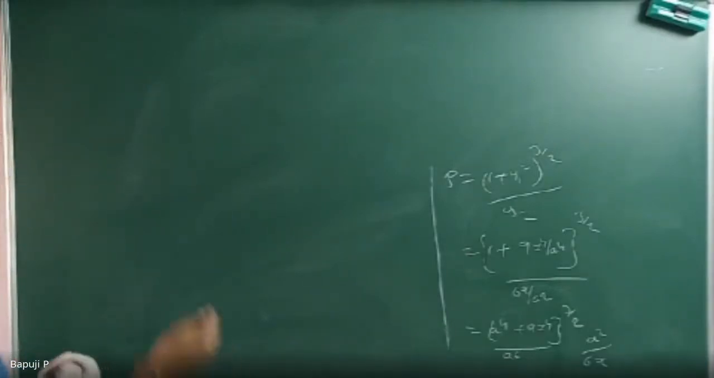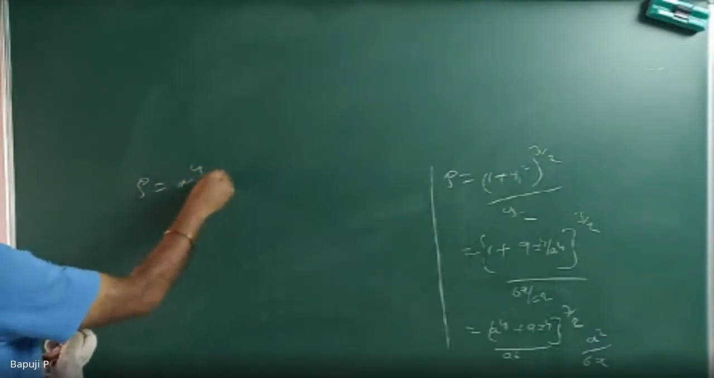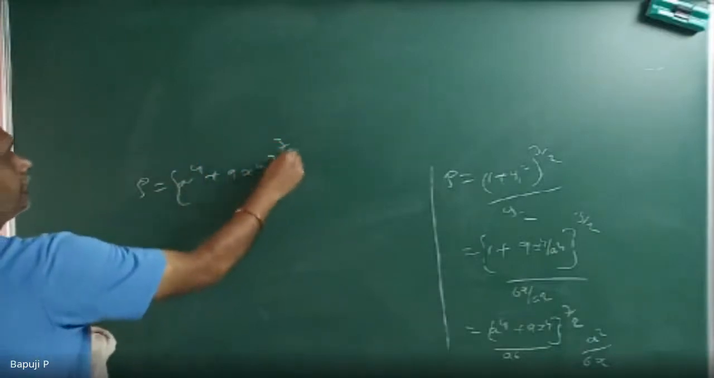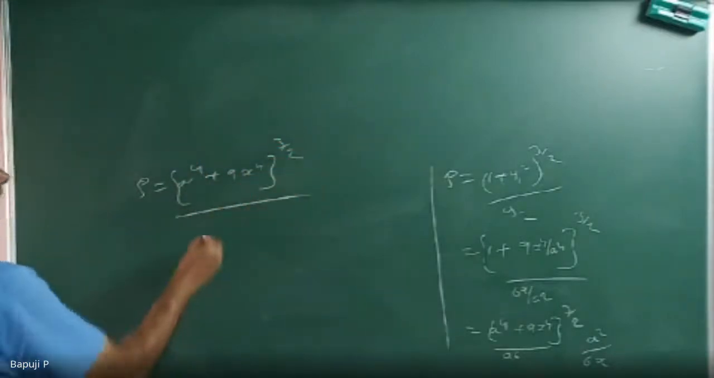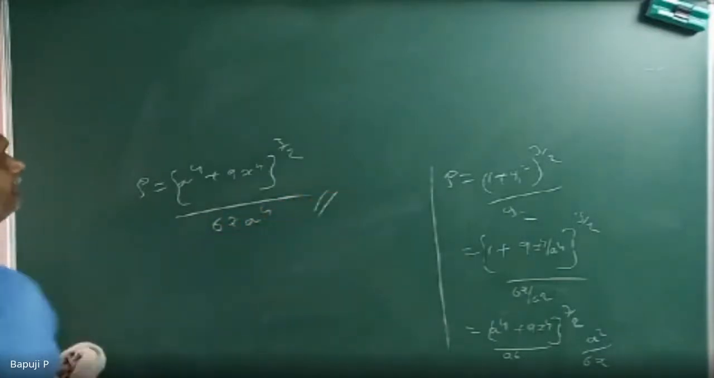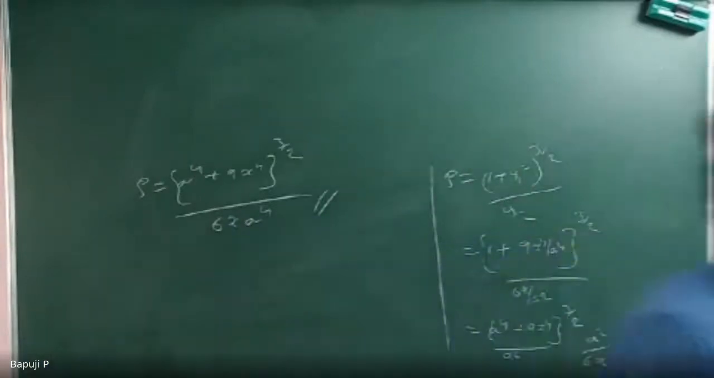So divided by 6x a to the power of 4. This is the radius of curvature. If we give the points x comma y, all points are useful.